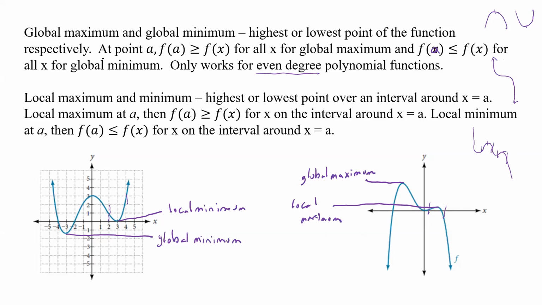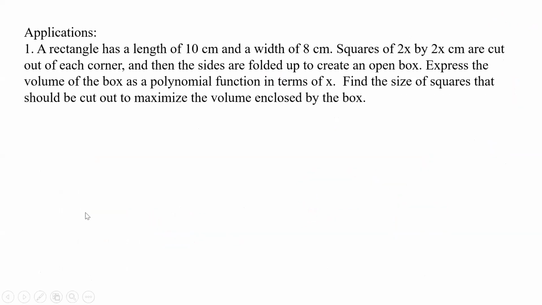And again, f of A is going to be greater than all f of x on that interval for that maximum, and f of A is going to be less than or equal to f of x for all x on that interval, again, around A for your local minimum. So basically, if you look at your graph, that's going to be how you tell where the local minimum and local maximum are. Now, we're going to use those to help us solve application problems, okay?